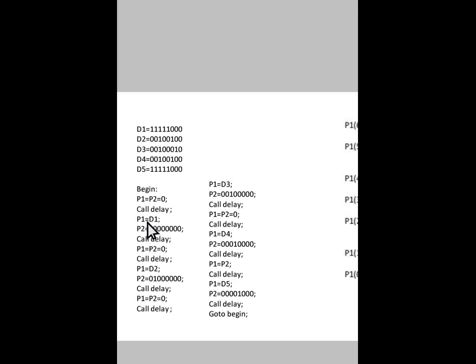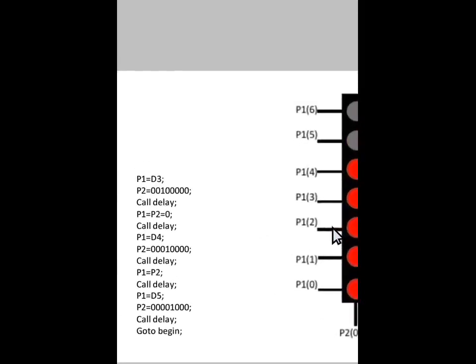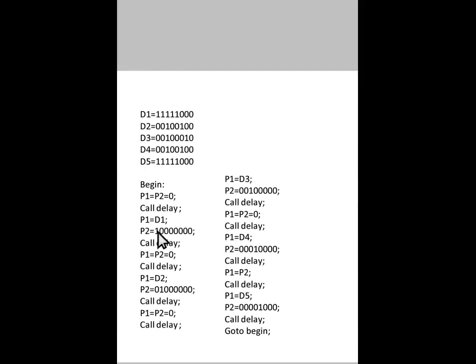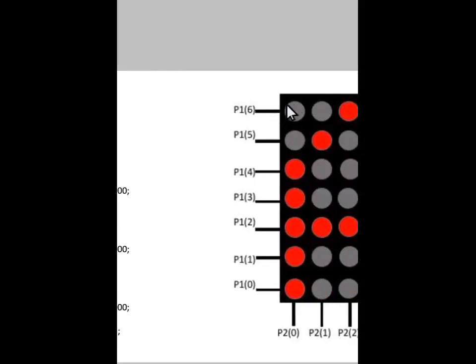So you also have P1. See our data, it has been represented as D1, D2, D3, D4, D5. We have 5 data. The first one is D1, D2, D3, D4, and D5. So P1 is equal to D1. This D1 you see here, this information will appear on this pin.